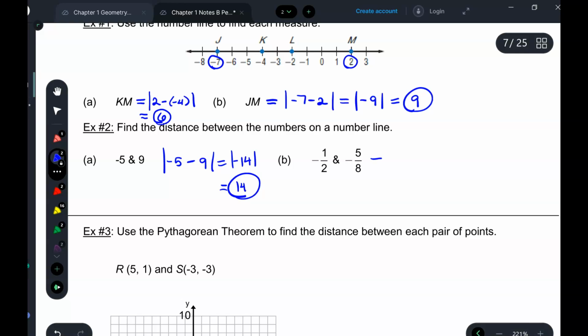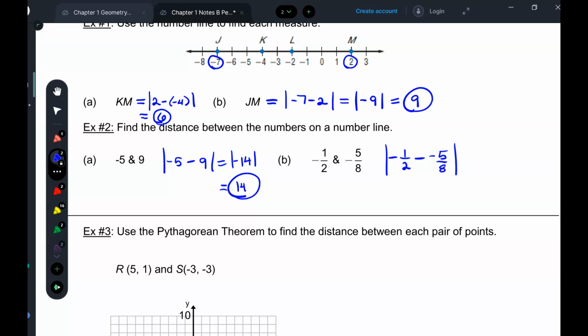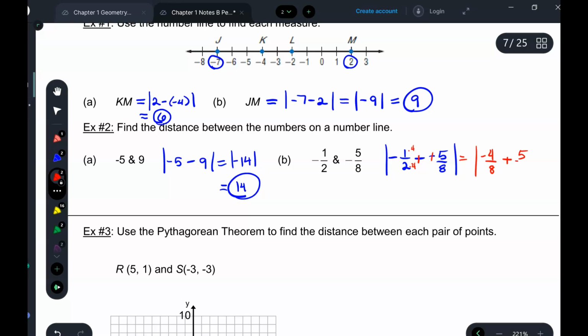Okay, this one gets a little more complicated because we have fractions. So I have -1/2 minus -5/8. What happens? Subtract a negative becomes positive. How do I combine -1/2 and +5/8? Jason? Well, I would take -1/2 to make it -4/8. Good. So that will be -4/8 plus 5/8. And what's that end up? -1/8.